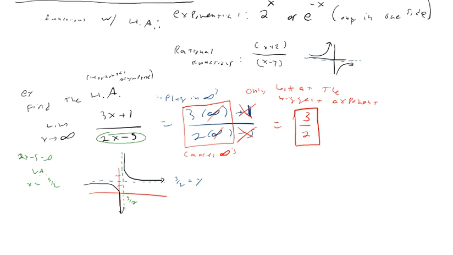But your horizontal asymptote, plug in the infinities and cancel them out. Horizontal asymptote at y equals 3 halves. And that's the answer for the limit, right? That horizontal asymptote is the limit that we're trying to find. Should we try another?